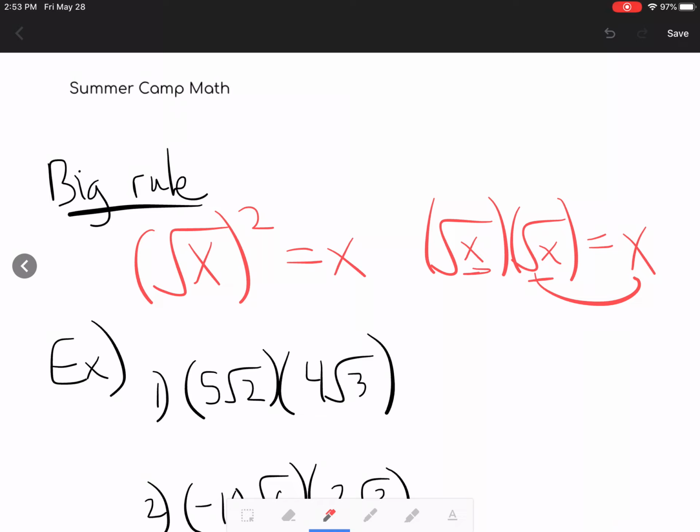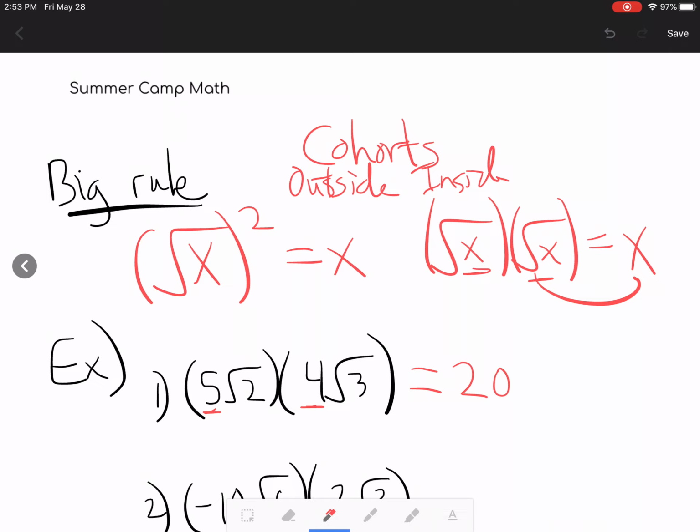Okay, now with that being said, we have to remember our key word, cohorts. Cohorts is a word that we all got familiar with here recently. We have outside and inside. The outside numbers in this first one are 5 and 4. Those will get multiplied together to give me 20, and then that's the outside number. Now I multiply the numbers on the inside, square root 6. I then check to see if I can simplify this number. Square root 6 can't be simplified, so that's as far as I take it. I multiply my numbers in cohorts.